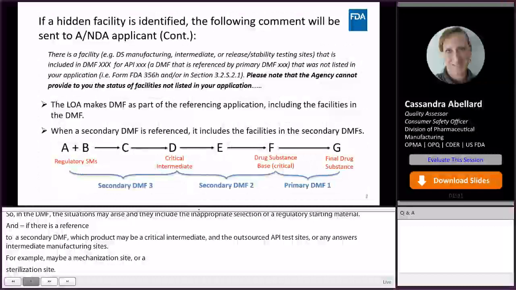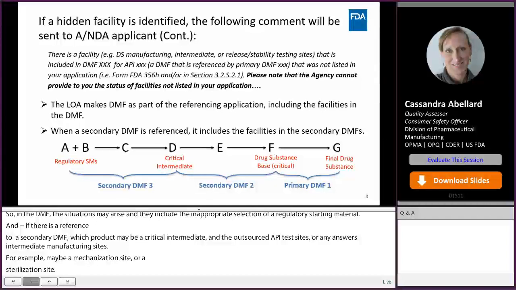So the first bolded sentence that I wanted to highlight and try to explain in a little more detail is in reference to a potential secondary DMF that is maybe involved in the application and maybe is not listed, which would then be considered a hidden facility. So basically it says there's a facility that's included in the DMF, a DMF that is referenced by a primary DMF that was not listed in your application. Please note the agency cannot provide you the status of facilities not listed in your application.